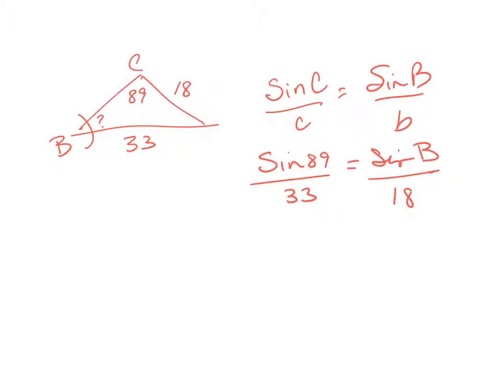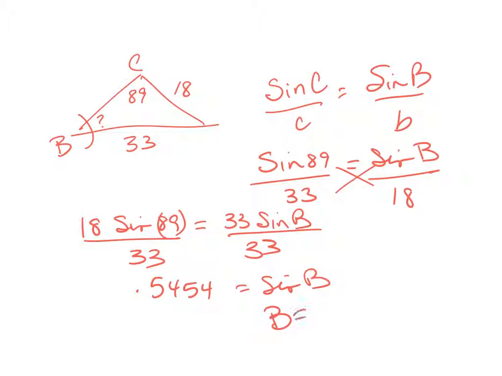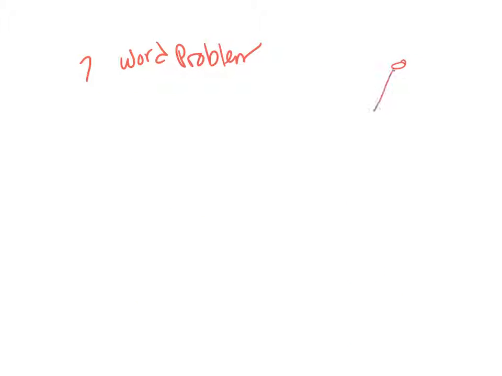We're going to cross multiply. So we have 18 sine of 89, make sure you close that parentheses, equals 33 sine of big B. And then we're going to divide by 33. And you're going to get an ugly little decimal. You should get 0.5454 equals sine of B. And then you just hit second sine of that answer, and you get 33.05. So big B equals 33.05 degrees.